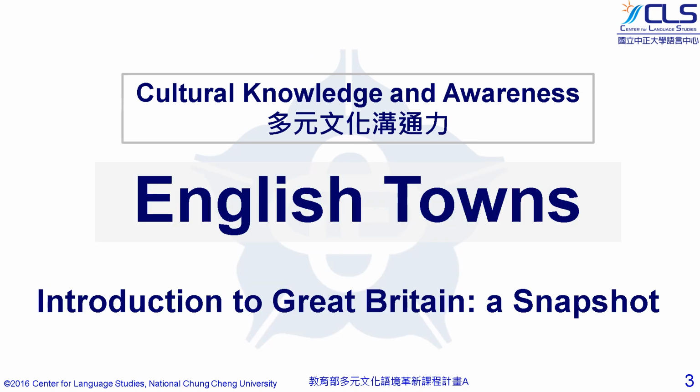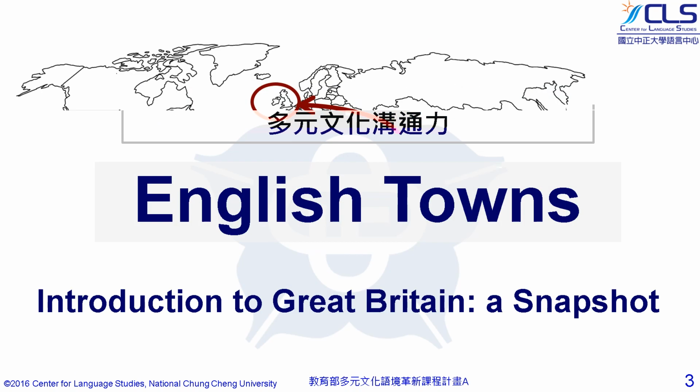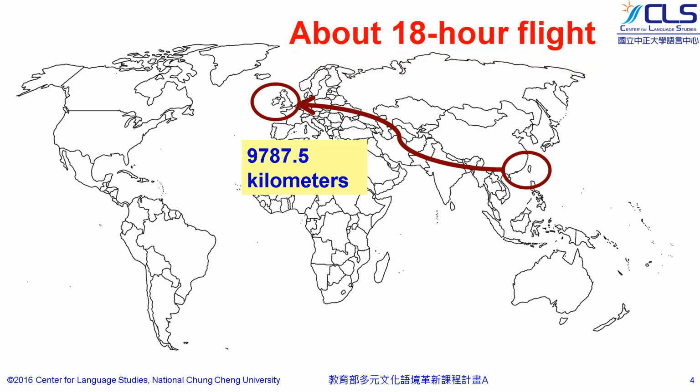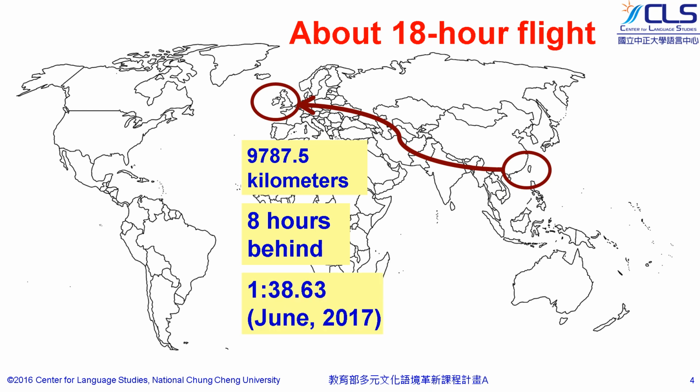Let's have a snapshot of Great Britain. The distance between Taiwan and the UK is around 9,787.5 kilometers, and it takes around 18 hours to fly from Taiwan to the UK. The UK is 8 hours behind Taiwan. It's around 1 pound to 38 NTD in June 2007. It's usually 1 pound to 40 or 50 over the past 10 years.